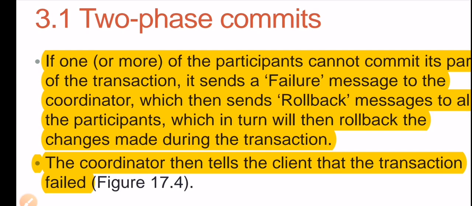Now let's talk about failure. If one of the participants cannot commit its part of the transaction, it sends a failure message to the coordinator, which then sends a rollback message to all the participants, which in turn will then perform the rollback process for the transaction. The coordinator then tells the client that the transaction failed.